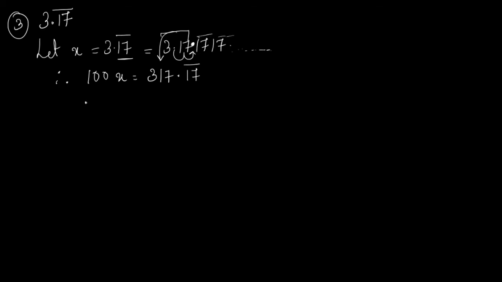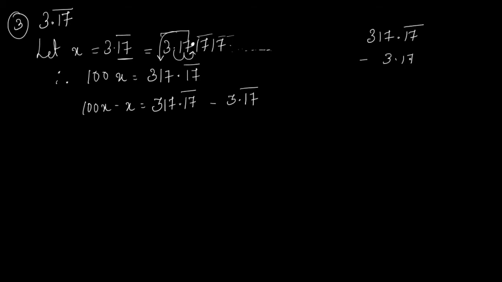So therefore now what do I do? 100x minus x is equal to 317.17 bar minus 3.17 bar. Now let's do this over here. 317.17 bar minus 3.17 bar. As usual, these both are getting cancelled out. 7 minus 3 gives you 4, 1, 3.